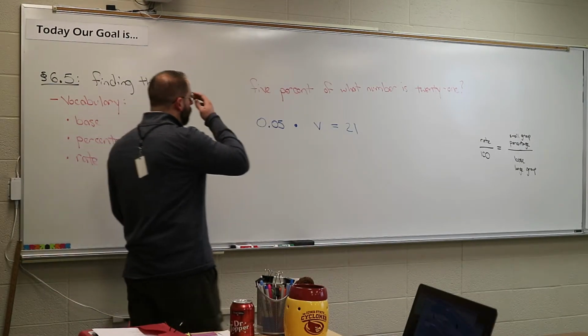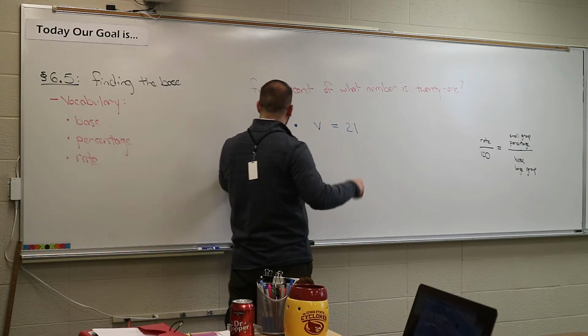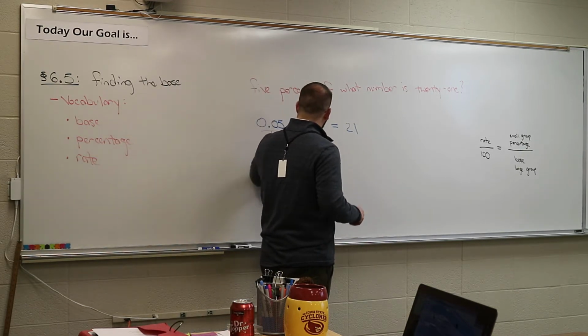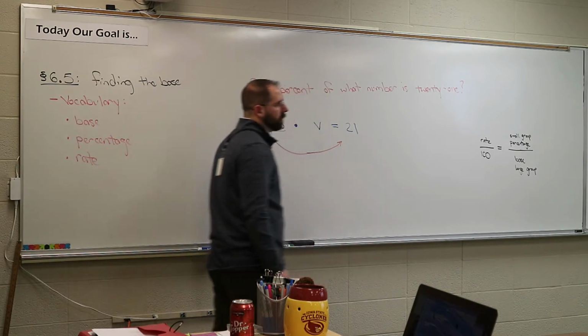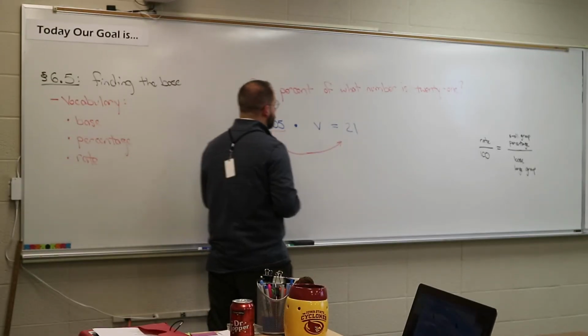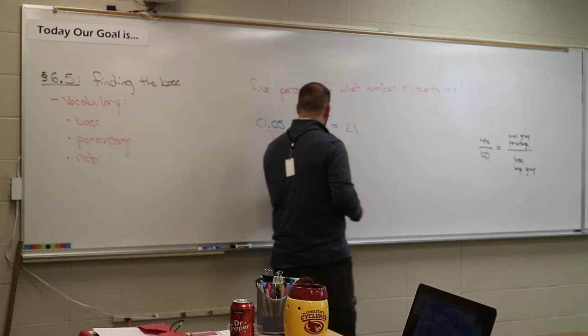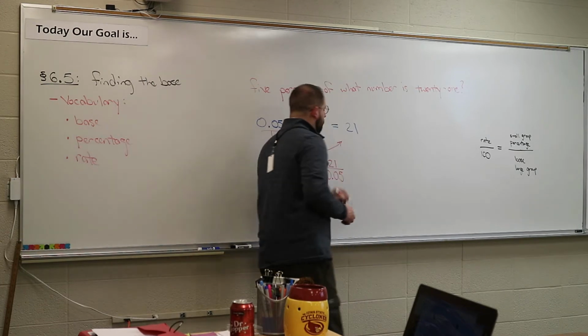Okay, now we're going to solve this using algebra methods. So we're going to take this number across, and now I'm back to Connor. When we take this 0.05 to the other side, what do we have to do with it? What is the opposite of multiplying? Divide. So this is what we're going to write down: 21 divided by 0.05.